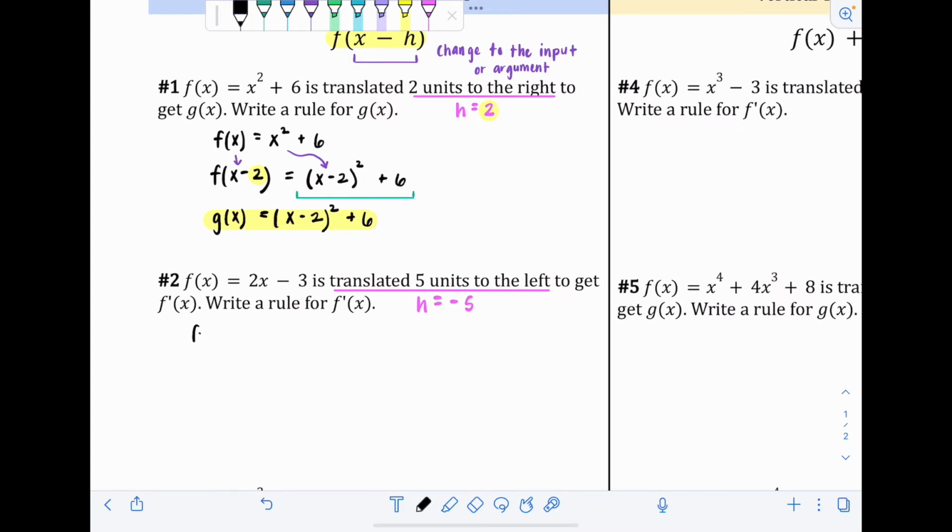I'm going to start with the original function f of x equals 2x minus 3. And then I'm going to rewrite it in function notation with the translation in there. The formula for horizontal translation is f of x minus h. So instead of minus h, I have to put my negative 5 in there. But a double negative turns into a positive. So we wouldn't write f of x minus negative 5. We would just simplify it to f of x plus 5.